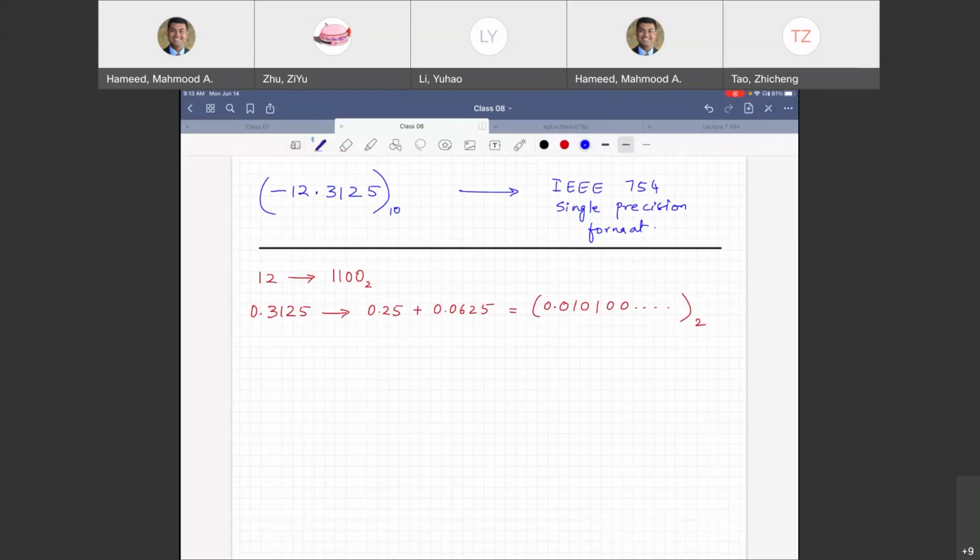All right. So I need to erase this. So I've got 12. I've got 0.3125. Next. What is my number now? Sign I know. Let us look at the number. What is the number? It is 12.3125, right? If it is 12.3125, that is now being represented as 1100, binary point, 0101 and then a run of zeros, right? You guys okay with that?